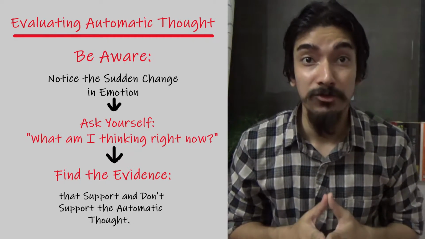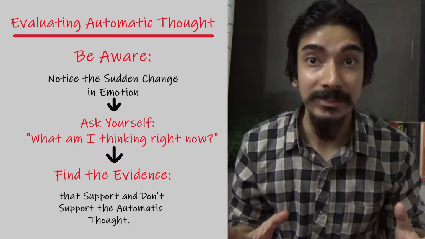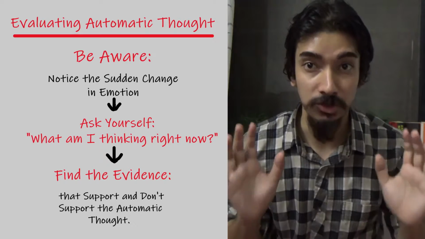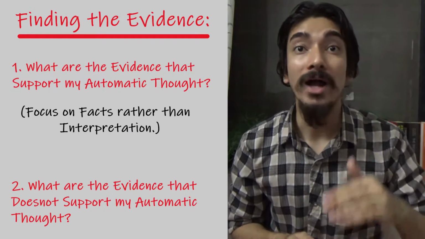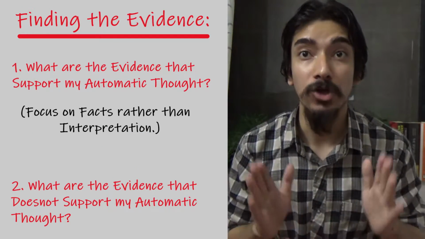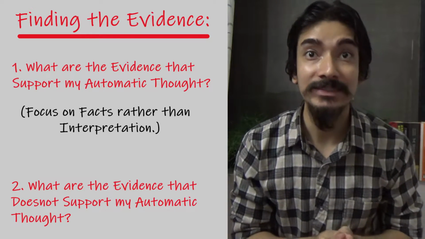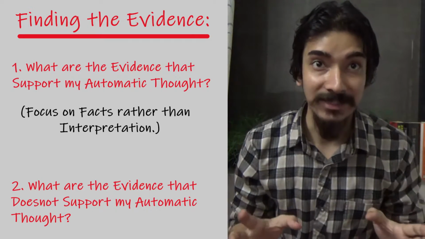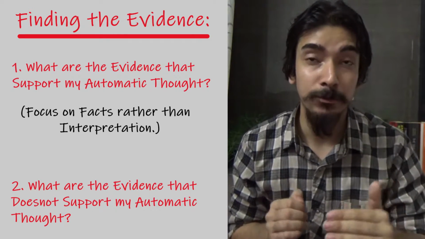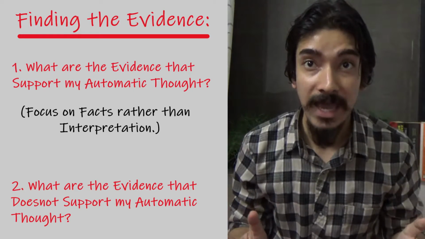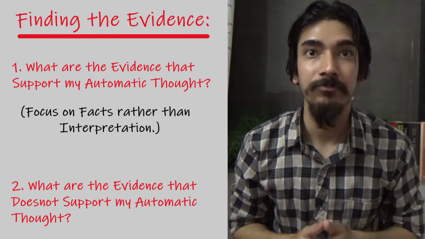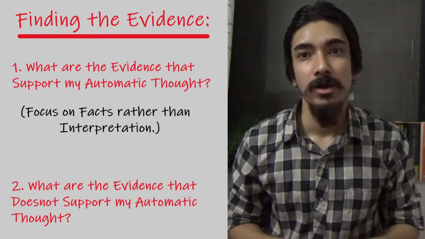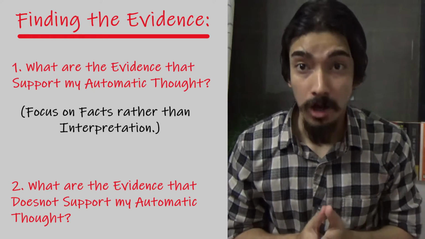Once he is able to identify his thoughts, he should find the evidence that supports his thought and the evidence that doesn't support his thought. He should ask, what are the evidences that support my thought? While listing these evidences, he should try to avoid interpretation but rather focus on the facts. Example of Ram's interpretation is, he must be very angry with me because of yesterday's event. He always ignores me. Similarly, example of facts can be, Hari didn't pick up my call.